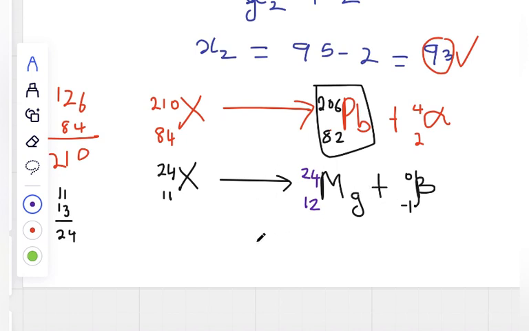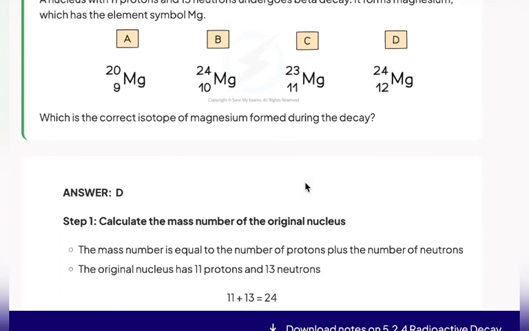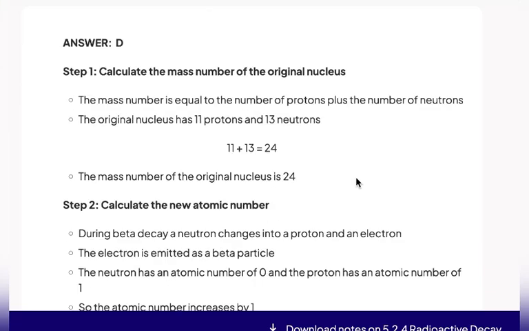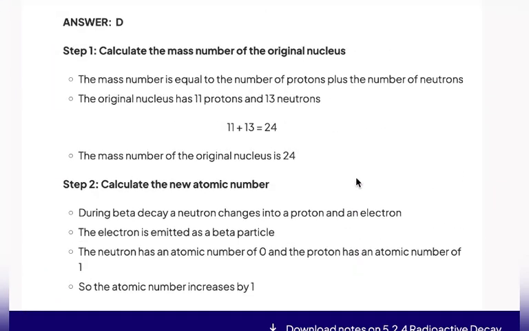So these radioactive equations are easy if you follow what we're doing, follow our videos, pay attention, and repeat them when necessary. So you see the answer is D: 12 and 24. Is that okay? So these are the examples.